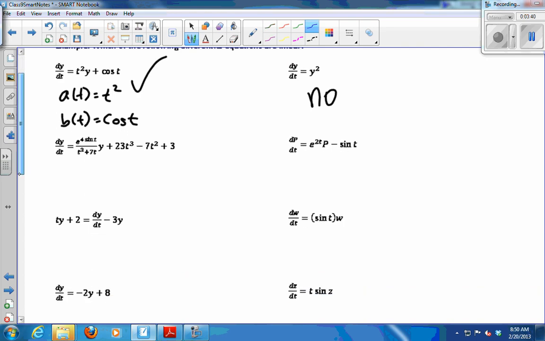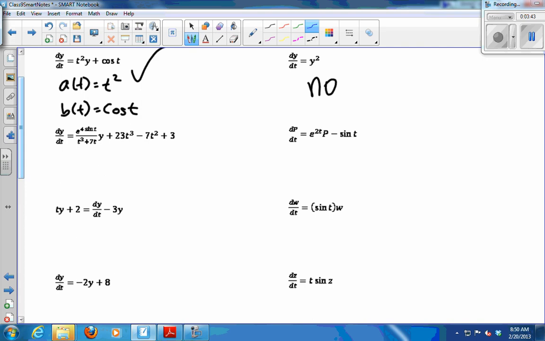Okay, how about this crazy looking one down here? Yes, okay. My a of t is that guy, and this whole thing is b of t. So I have a of t times y plus b of t, another function in t. How about this dp/dt? Yes, now my dependent variable is p instead of y, so I need to have an a of t times the dependent variable plus a b of t.